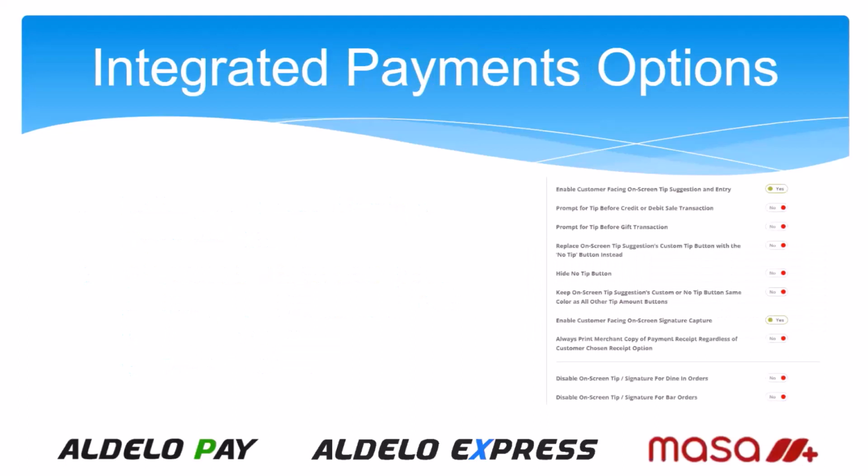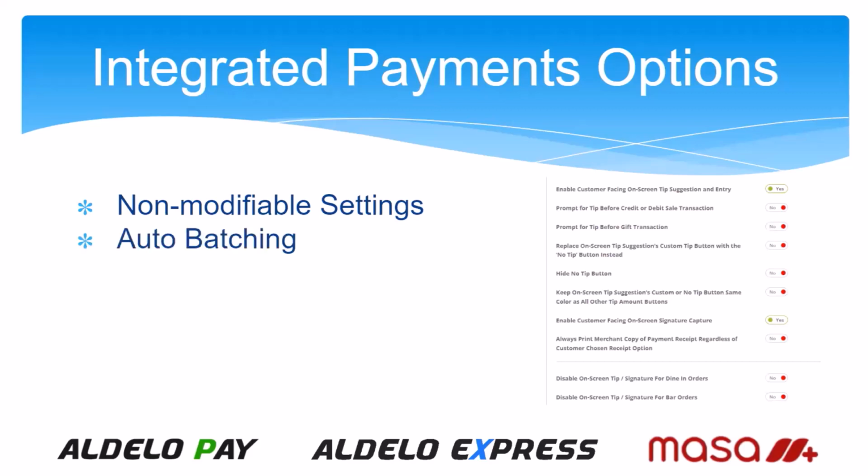Right. Now, when expanding the integrated payment options section, you will see some settings that are grayed out. These settings are specific to the merchant setup and processor. These settings cannot be changed by the end user. And as I mentioned earlier, you will be able to define a settlement device by device number and what time the settlements will trigger. This device will need to be running Aldelo Express during that trigger time. It is best practice to disable any screen timeout.